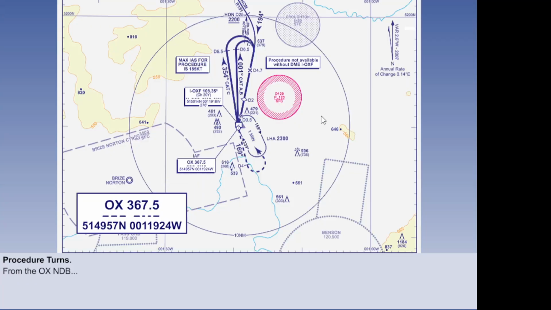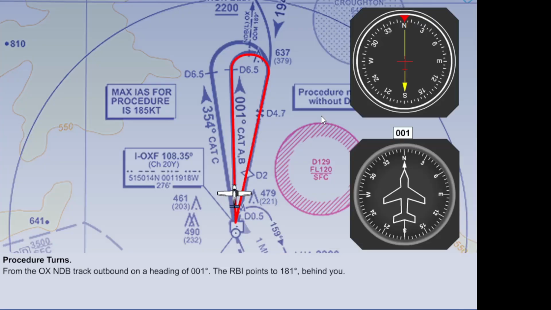Let's look at the approach chart for Oxford, runway 19. Central to the procedure is the OX. A small aircraft tracks outbound on a heading of 001 degrees from the beacon, which means that the ADF needlehead, which always points to the beacon, is on the reciprocal of 001 degrees, which is 181 degrees, behind you.